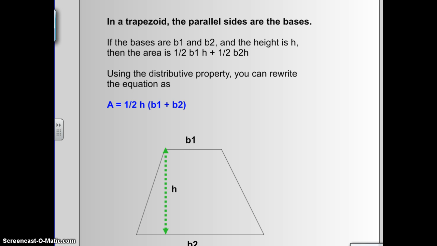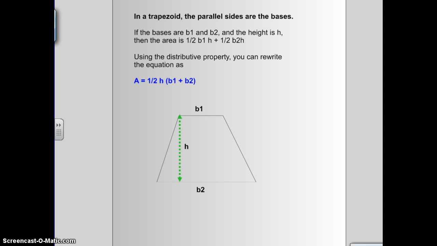In a trapezoid, remember the parallel sides are the bases of the trapezoid. You have a bottom base and a top base, and those lines are parallel. Well, if the bases are B1 and B2, let's say, and the height is H, then the area is going to be 1/2 times B1 times H plus 1/2 times B2 times H. But if you use the distributive property, you can rewrite it. The area is actually 1/2 the height times the quantity of B1 plus B2.